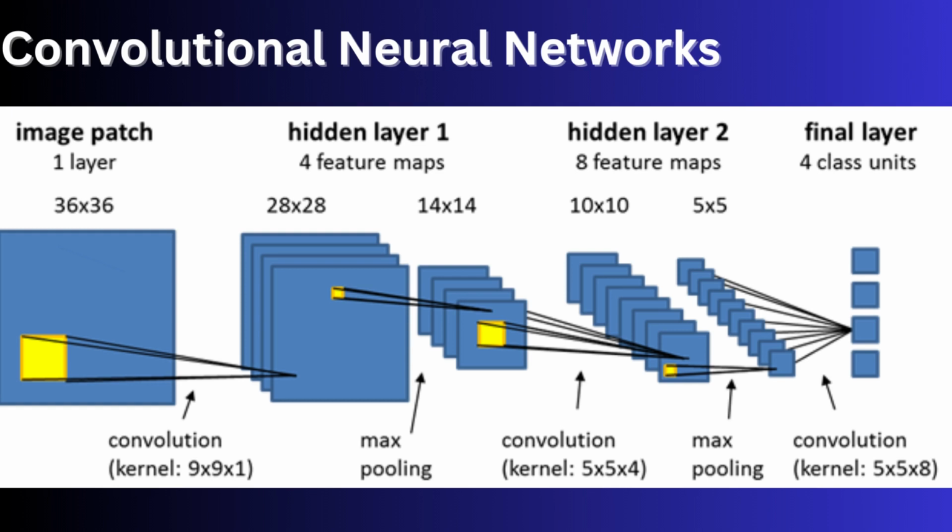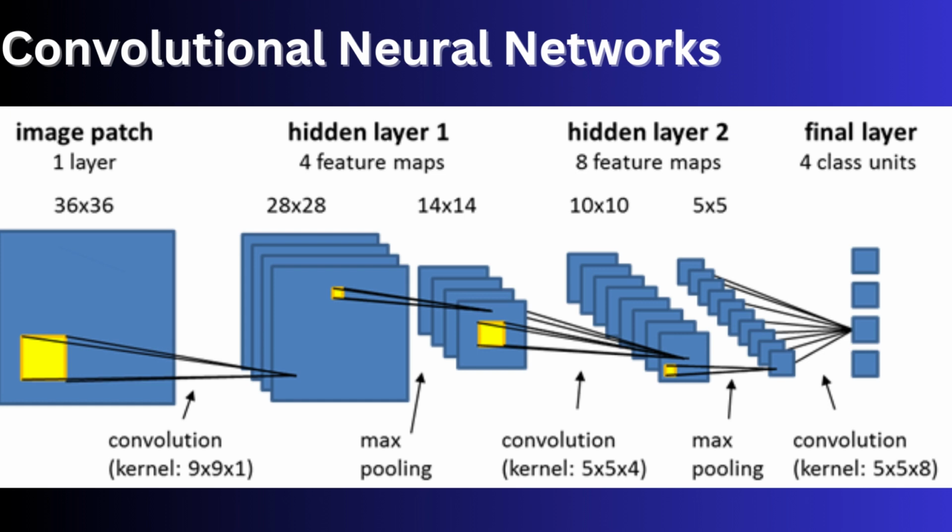In addition to convolutional layers, CNNs typically include pooling layers, which reduce the spatial dimensions of the feature maps by performing operations such as max pooling or average pooling. This helps to reduce the computational complexity of the network and make it more efficient.